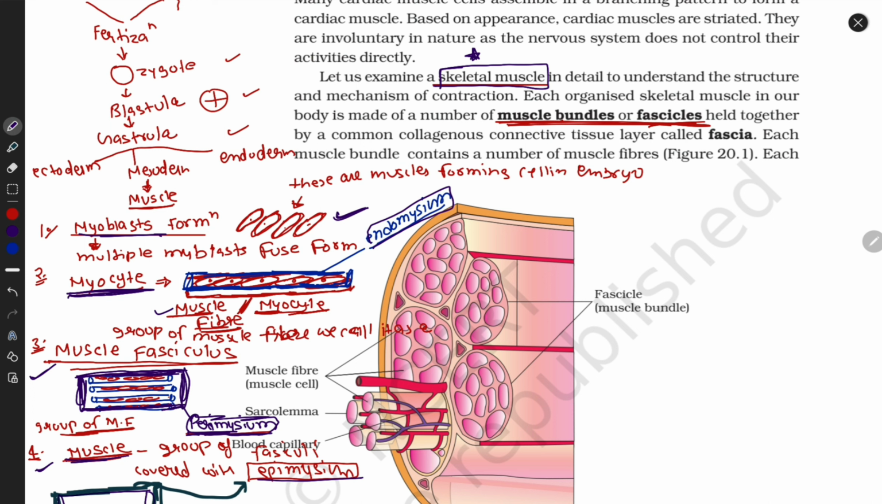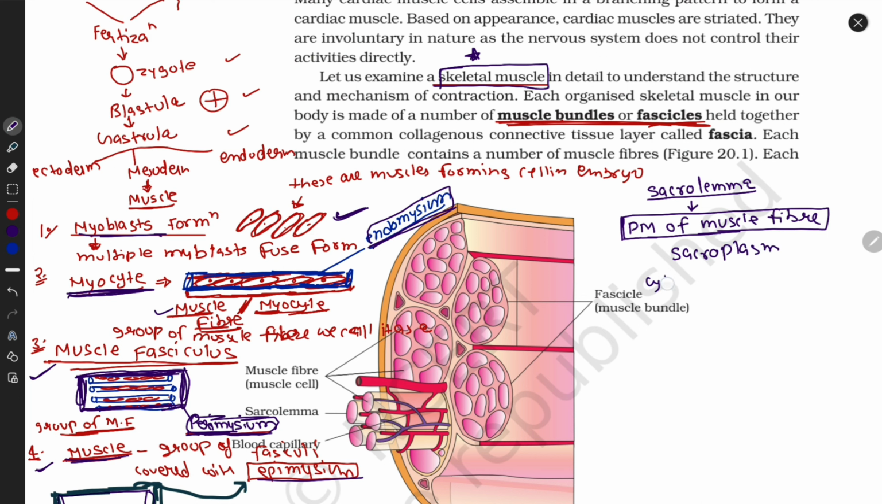If someone asks what is sarcolemma, this is the plasma membrane of the muscle fiber. Clear, guys? This is the covering of the muscle fiber, and this is the plasma membrane of the muscle fiber. And what is sarcoplasm? Simple. The cytoplasm of the muscle fiber we call the sarcoplasm. That's all about this introduction.